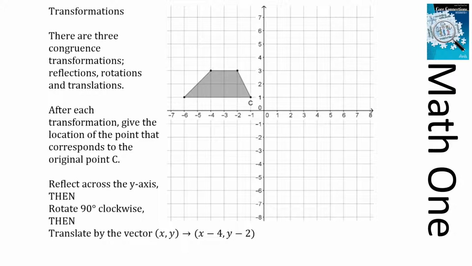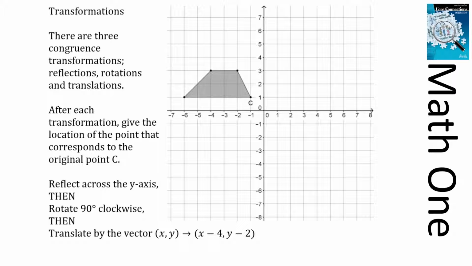So throughout the year, we've talked about the three congruence transformations. They're reflections, rotations, and translations. And basically, anytime we subject a polygon or a point or any number of points to these transformations, the thing that we end up getting is congruent to what we started with.